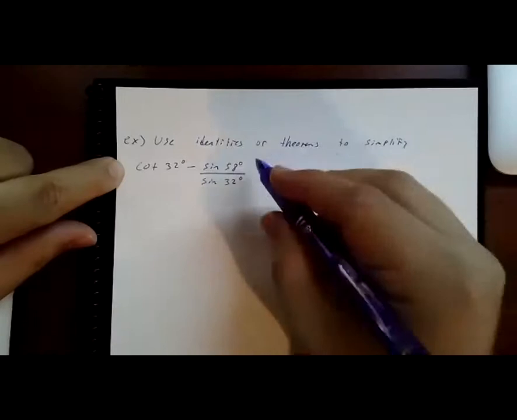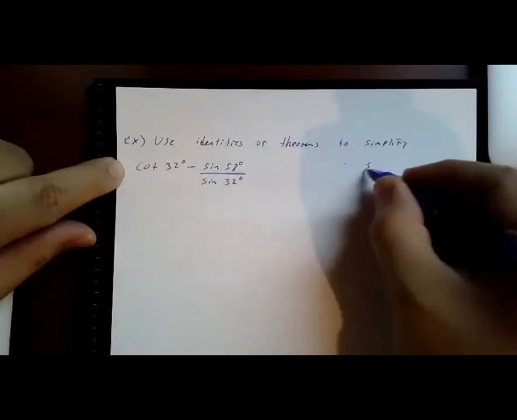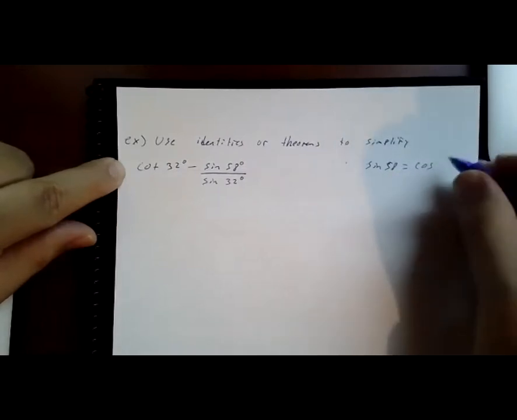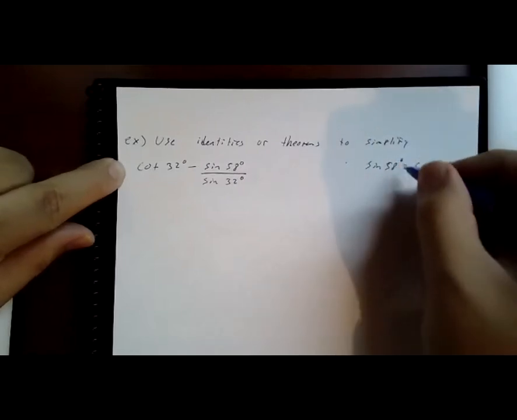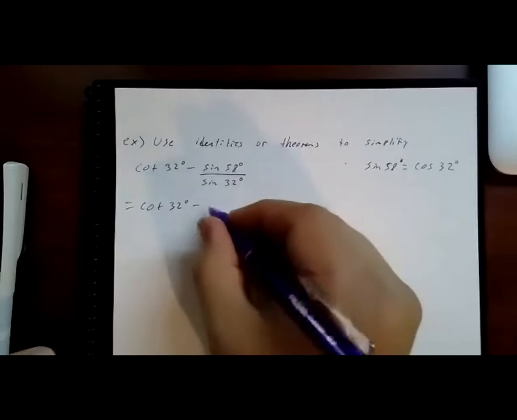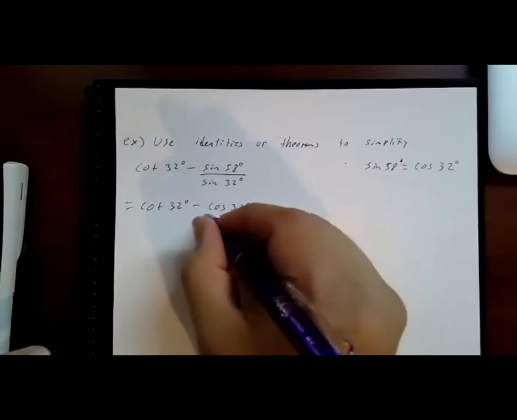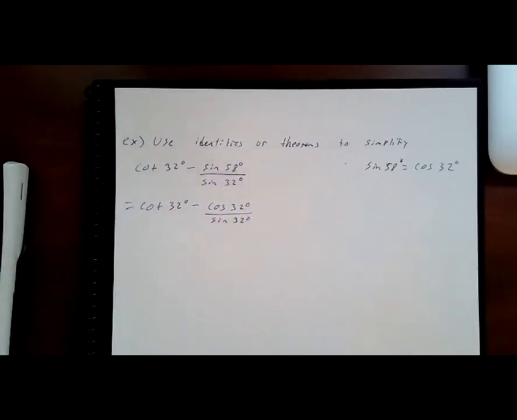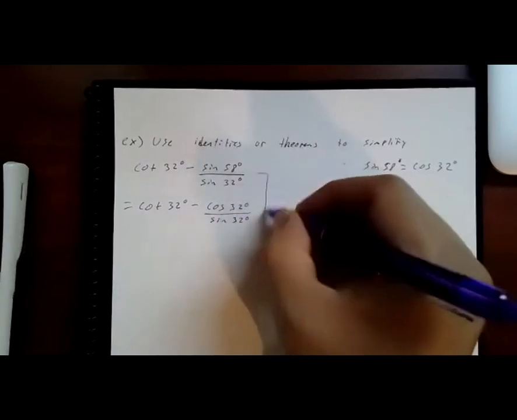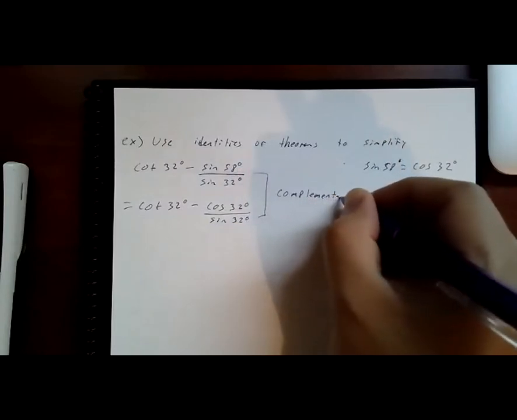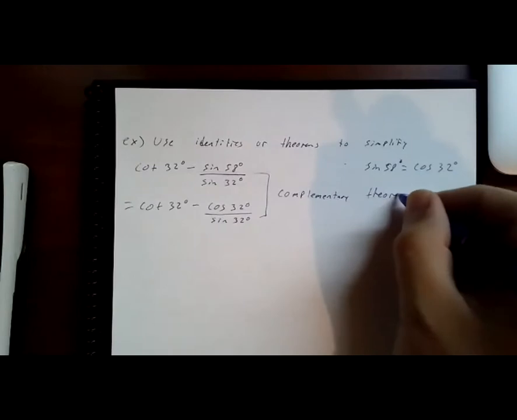So I'm going to change this one. Sine 58 is equal to cosine of 32. So right here, it will replace the sine. Okay. So from here to here, complementary theorem.